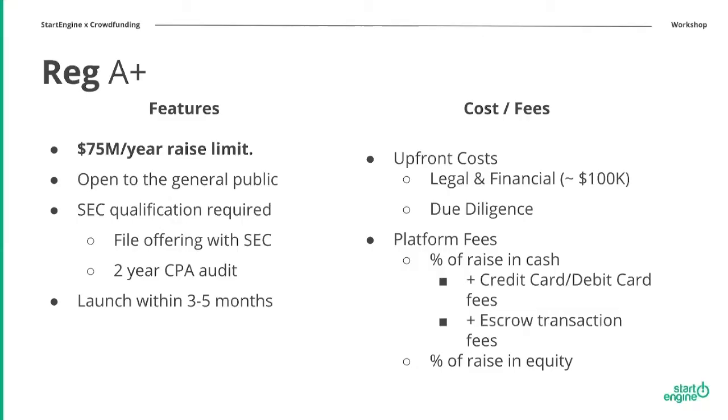So on the Reg A side of things, this is the larger raise. I won't spend too much time on this because we want to gear companies towards the Reg CF side of things. But the main differences that you should note between a Reg CF and a Reg A are mainly the timeline and the cost. The timeline of launching a Reg A is about 3 to 5 months, just because there's more scrutiny from the SEC on these deals.